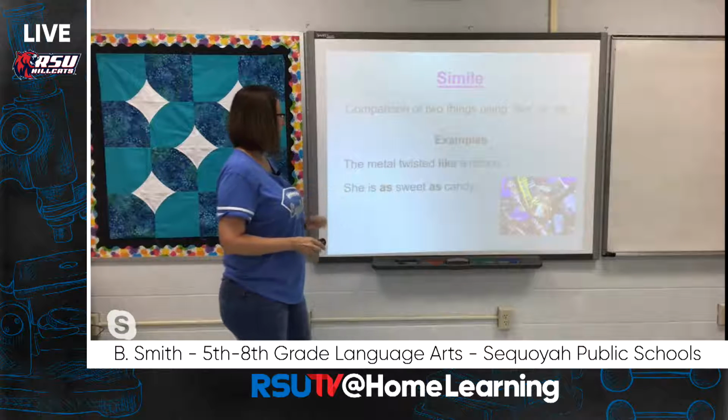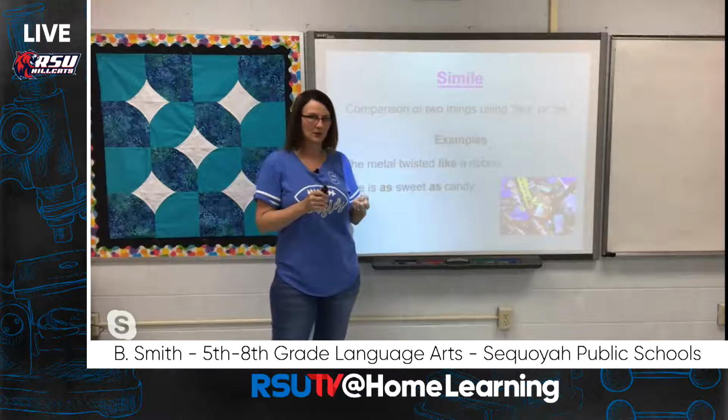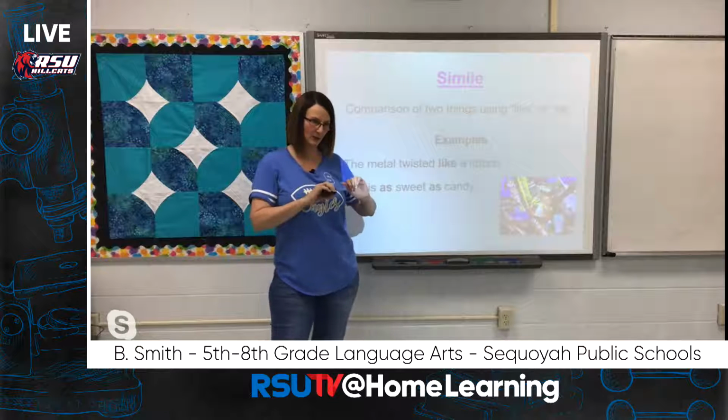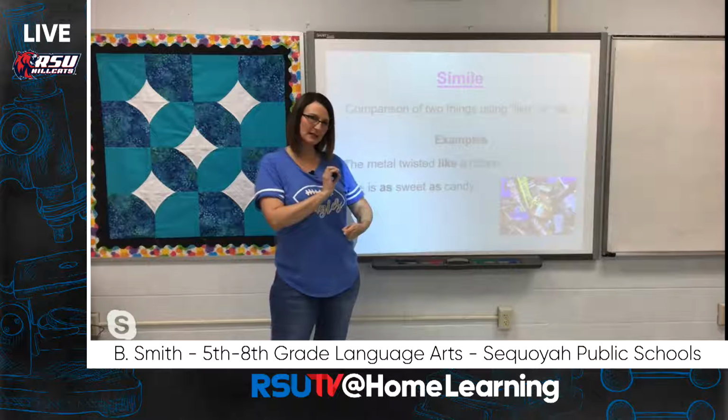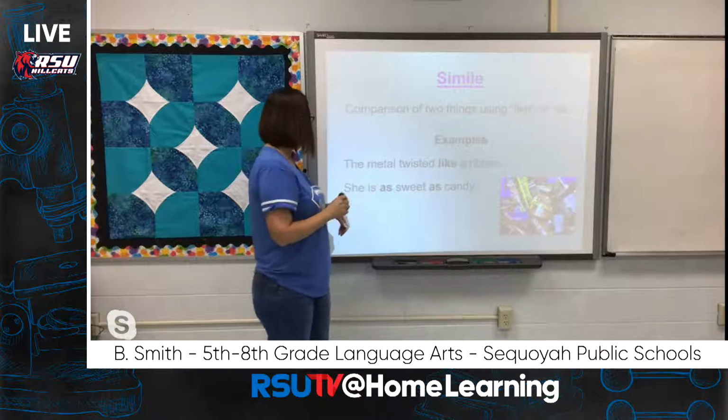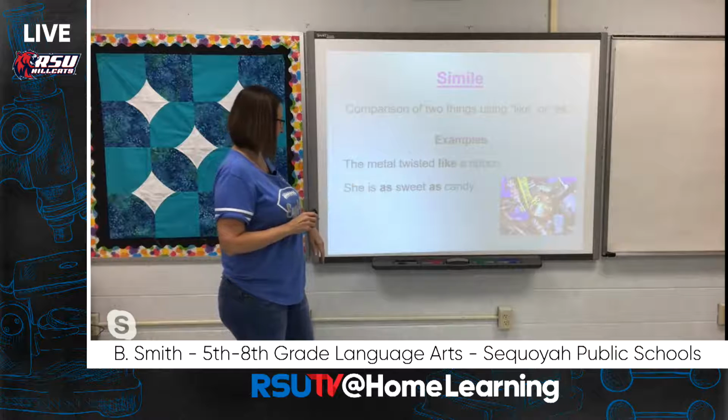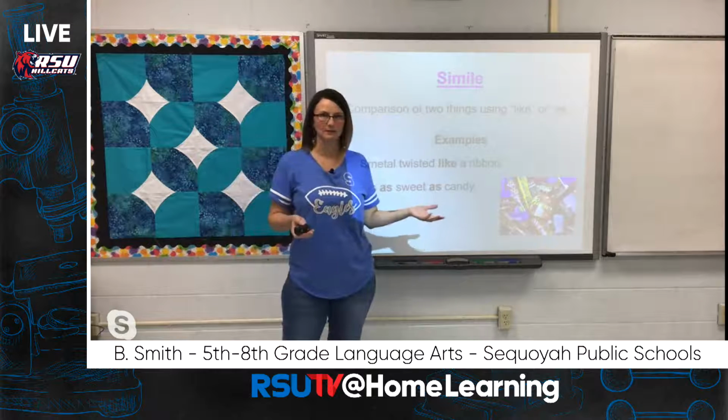Example: the metal twisted like a ribbon. So what do you think that means? The metal twisted like a ribbon. So the metal was soft and it twisted easily and it looked like a ribbon. She is as sweet as candy. What do you think that means?